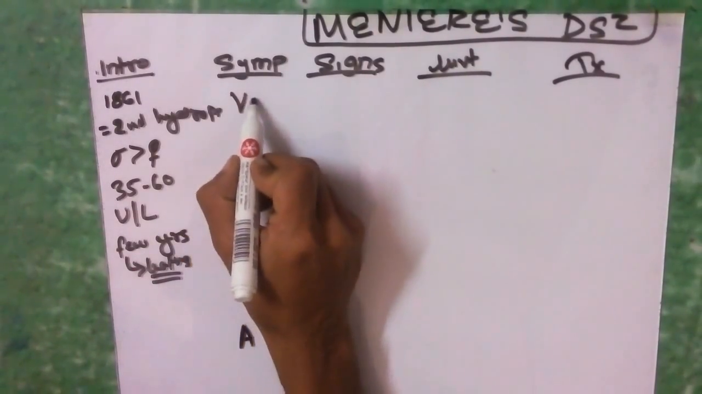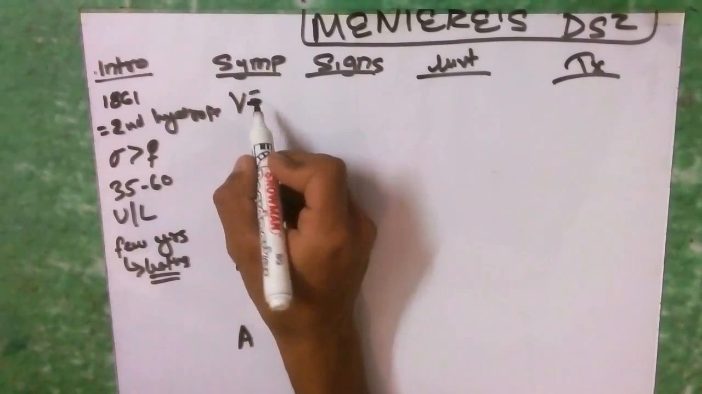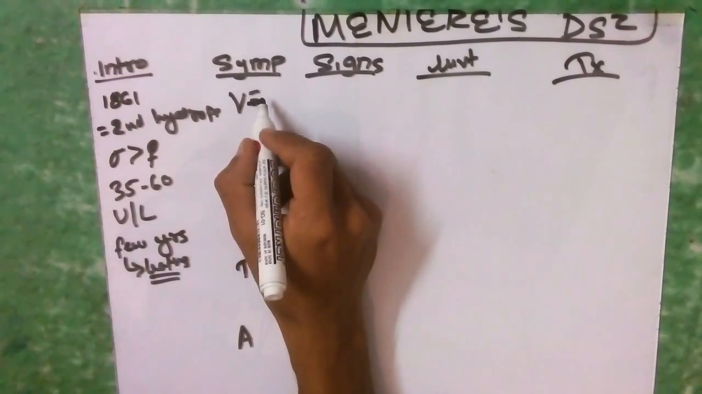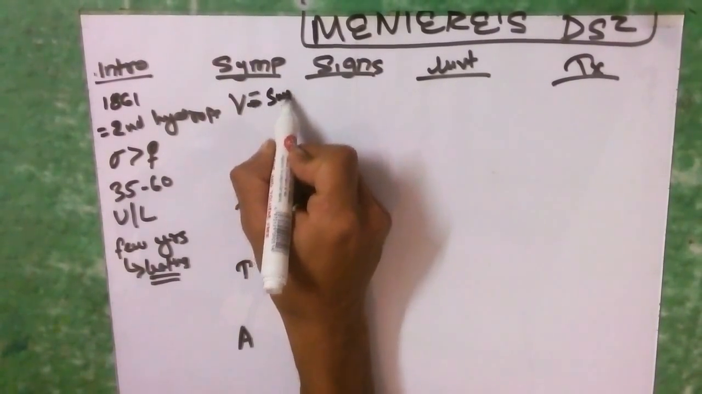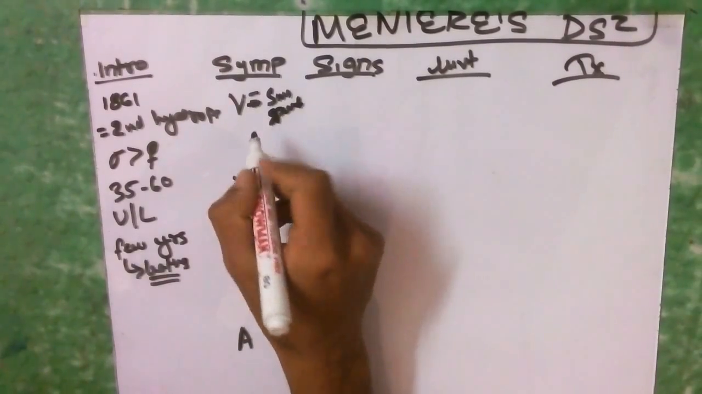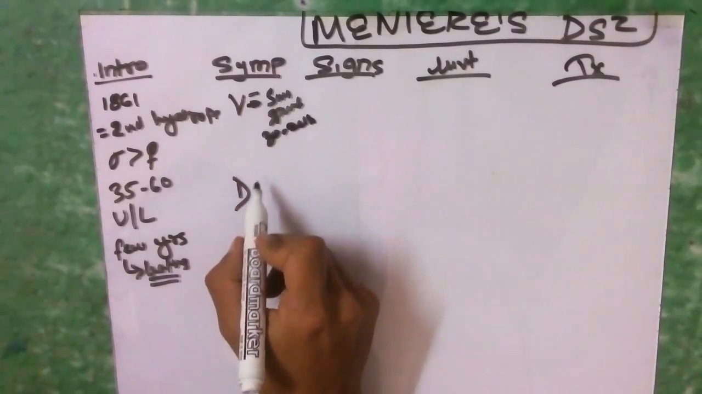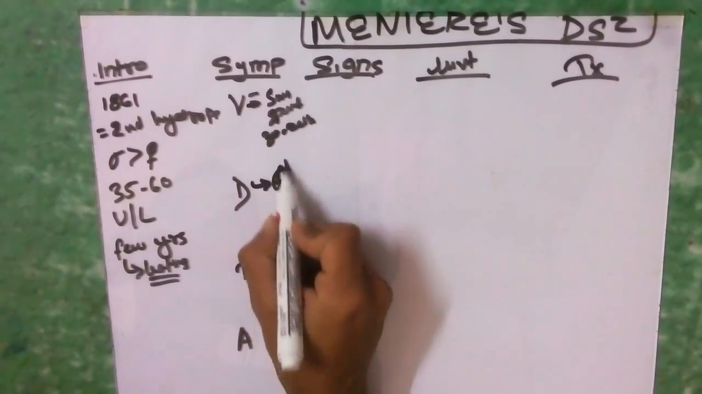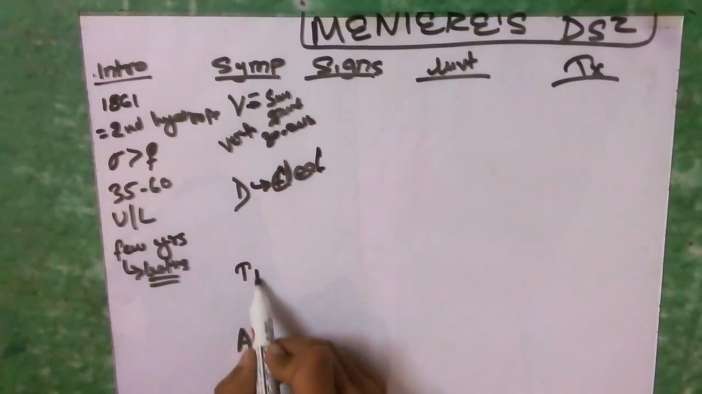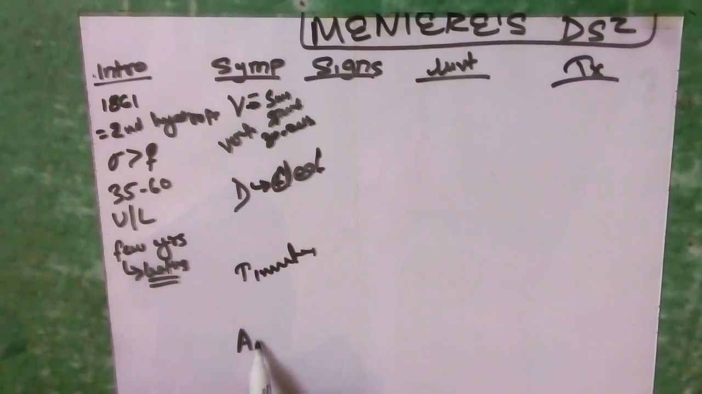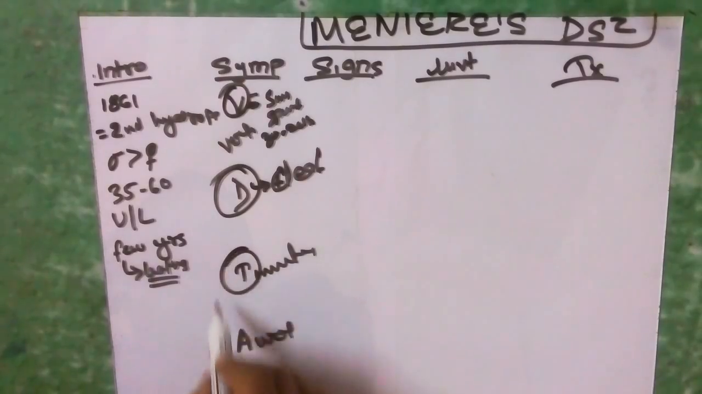V means vertigo. And what type of vertigo? Spontaneous, sudden vertigo, which usually persists for a shorter duration, 30 minutes to 24 hours. Sudden in onset, spontaneous, regresses on its own. This was vertigo, then deafness, tinnitus, and aural fullness. V, D, T, A.